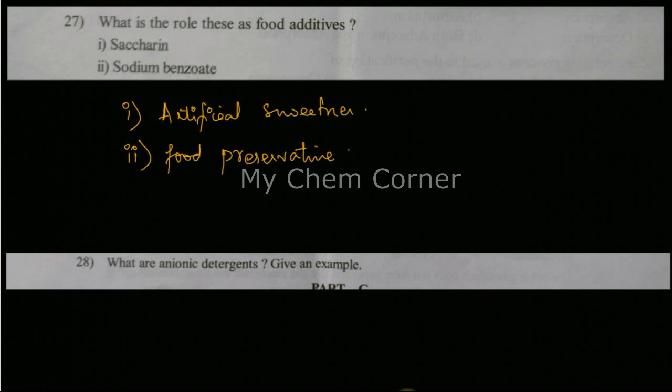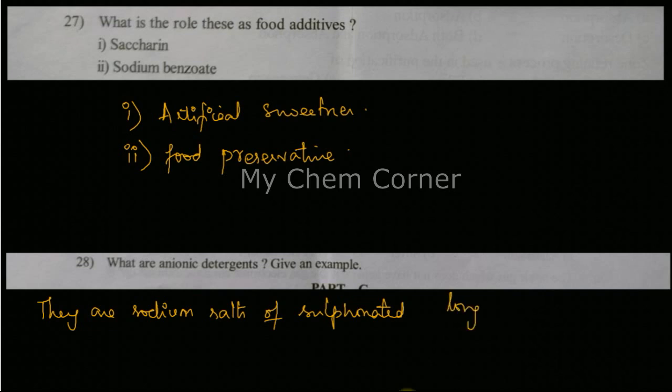Next one is from the last chapter, which is chemistry in everyday life. Here it is, what are anionic detergents, and give an example. So here you can write the definition that they are sodium salts of sulfonated long chain alcohols or hydrocarbons.